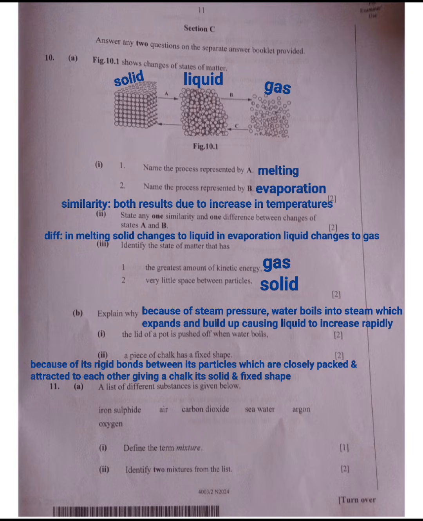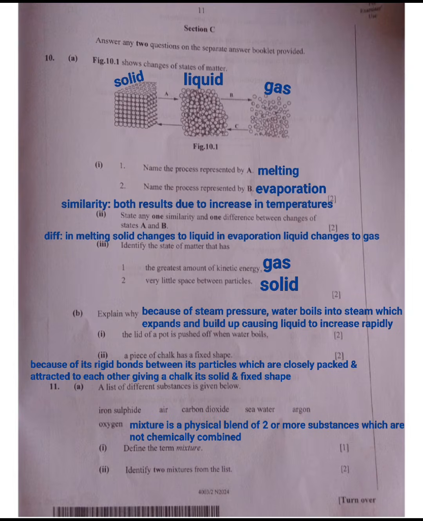We now need to proceed to number 11. On number 11, we are having a list of different substances. We have the iron sulfide, air, carbon dioxide, seawater, argon, and oxygen. We are supposed to define the term mixture.